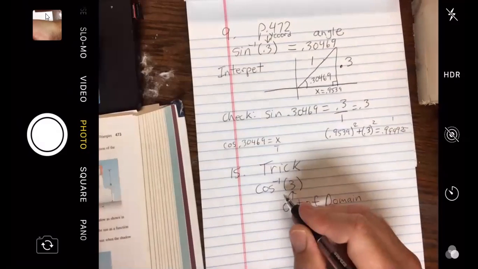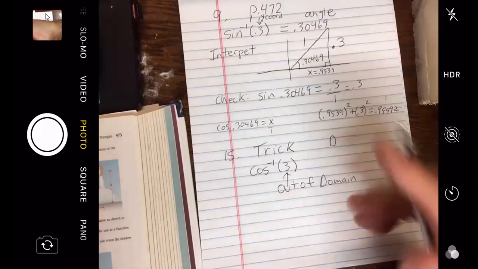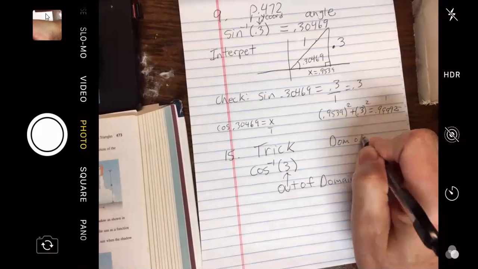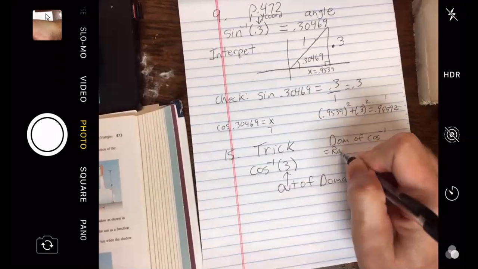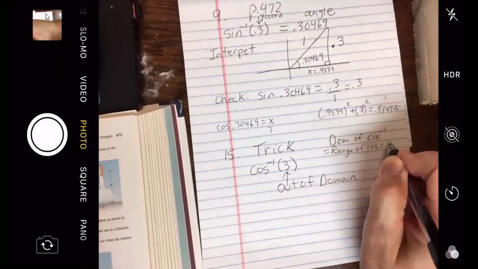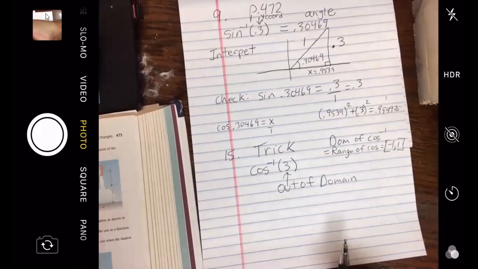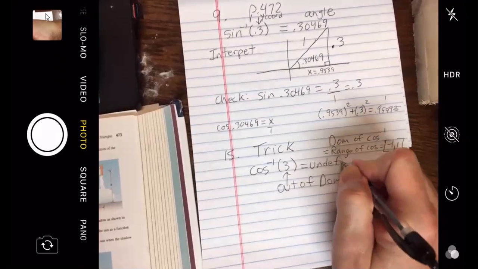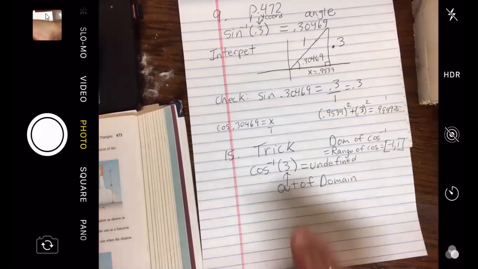Domain of arc cosine was the range of cosine. Instead of flipping back, I'll puzzle out what it was. Domain of arc cosine equals the range of cosine, and that was -1 to 1. See, 3, clearly not between -1 to 1. You just write down undefined. Okay.